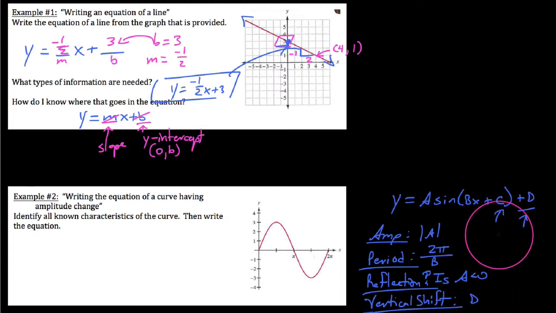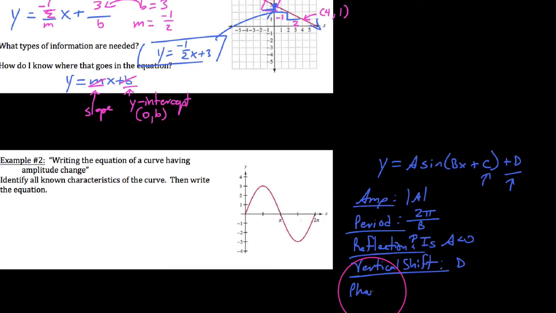And then we say horizontal shift is controlled by c in here, but we're going to call it phase shift. And that's just horizontal shift, shifts our graph left and right. We're going to refer to this as negative c over b. Okay, so we need to know all of these values here, but we're going to basically be able to find out from this graph these four values.